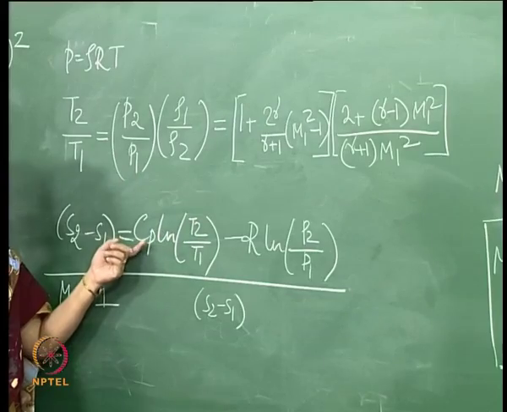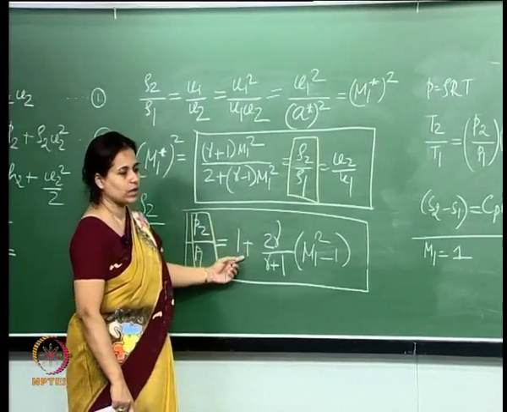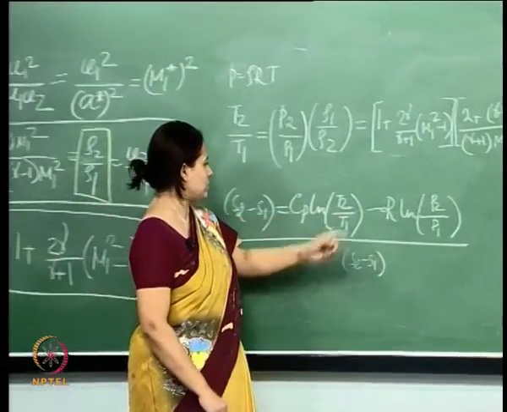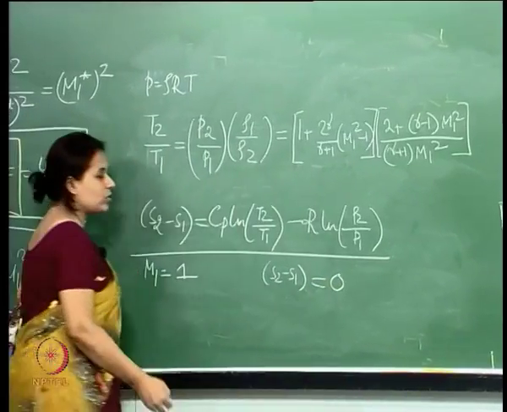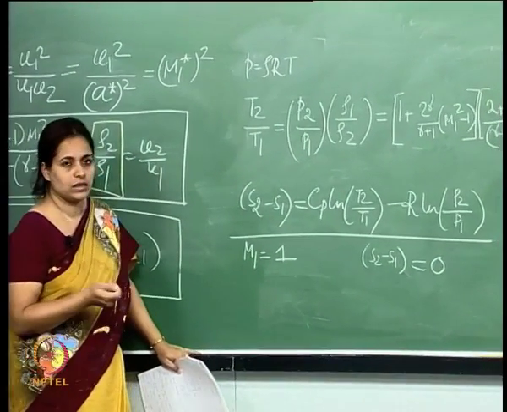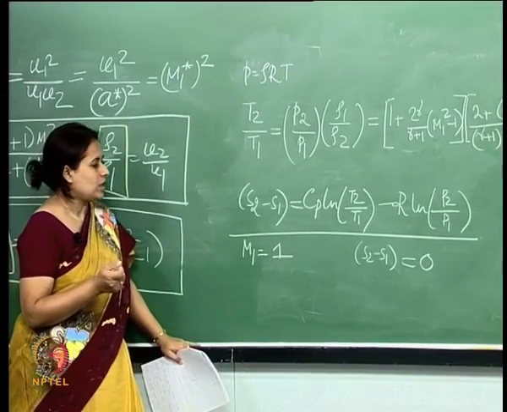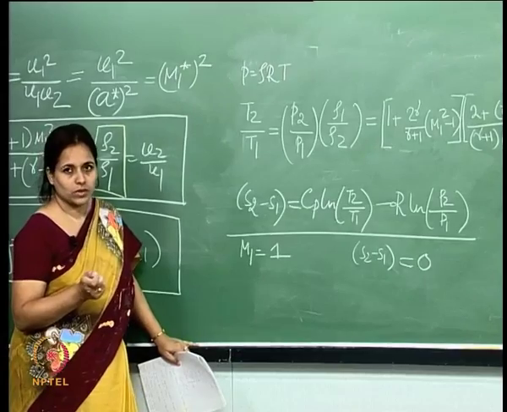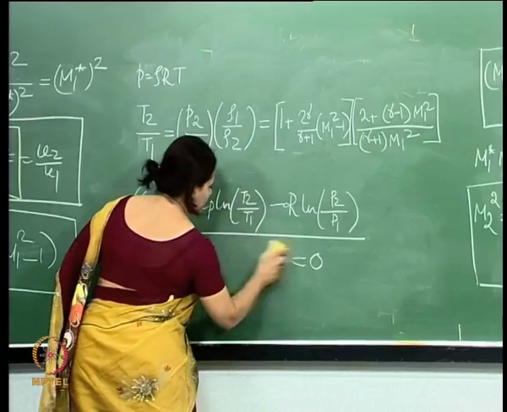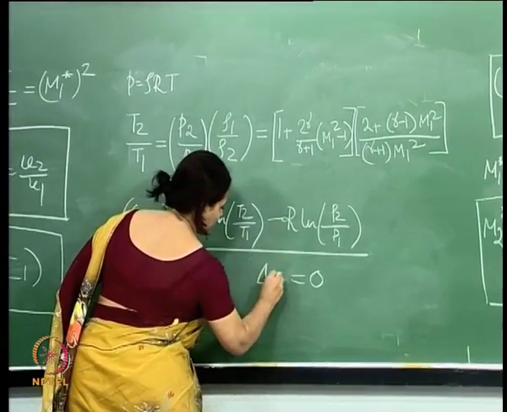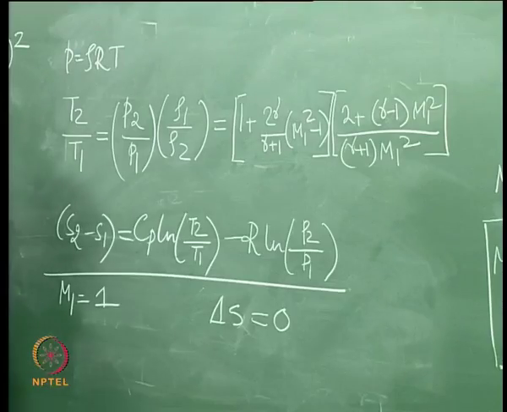Which means this term goes to 0, and P2 by P1 again is 1, which makes this term also go to 0. So, S2 minus S1 is 0. So, if the incoming Mach number is sonic, Mach number equal to 1, there is no entropy change. Okay. So, entropy remains constant.